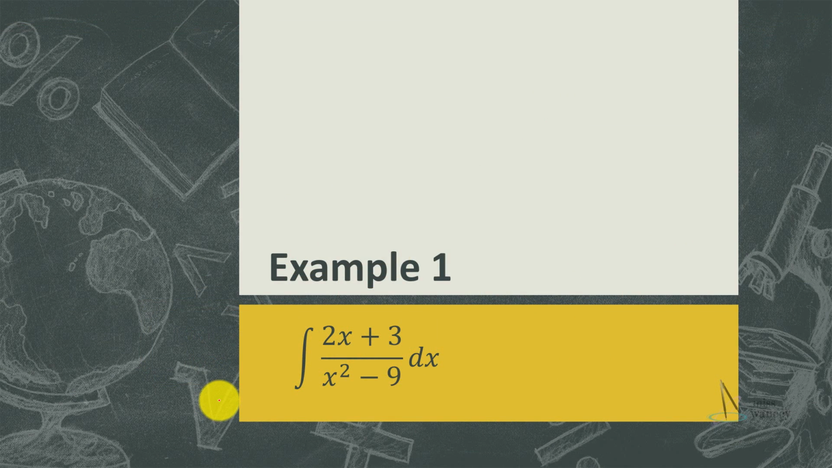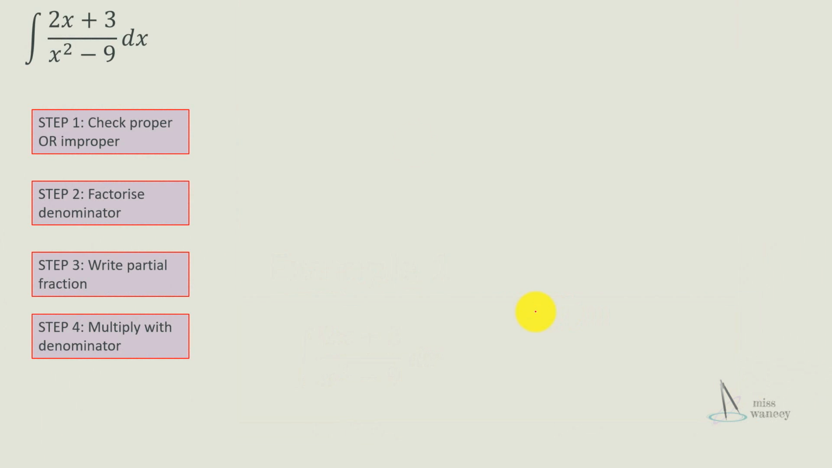Okay, so let's go straight away to the first example. So we have (2x plus 3) over (x squared minus 9). Do check that the highest power for our numerator is 1 and the highest power for our denominator is 2. So this is the case for a proper fraction. Okay, so check proper or improper. We have checked previously and I know this is a proper fraction, so that means I can straight away start with the partial fraction.